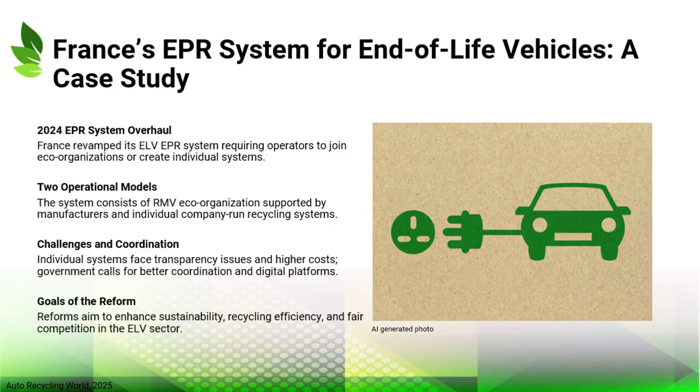The Recyclement Véhicule (RMV) eco-organization, backed by major manufacturers, and individual company-run recycling systems. RMV focuses on recycling low-value materials and mandates the reuse of spare parts, while individual systems face challenges such as transparency issues and higher transport costs. The government has called for better coordination and digital reporting platforms to ensure fair competition and efficient recycling. These reforms aim to boost sustainability, improve recycling rates, and create a level playing field in the ELV sector.